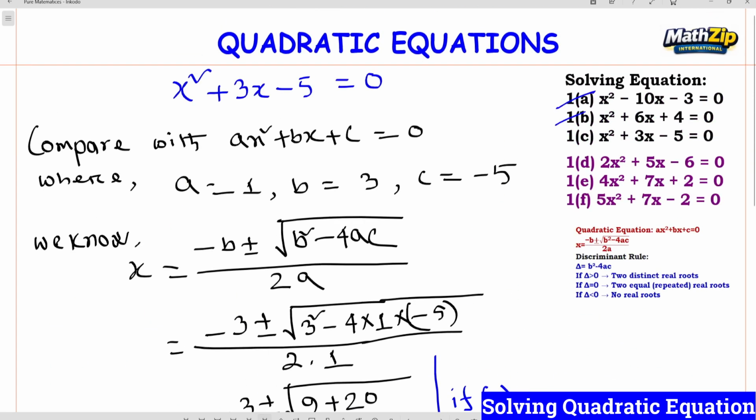So number 1, a, b, c, step by step we are trying to solve. d, e, f also.